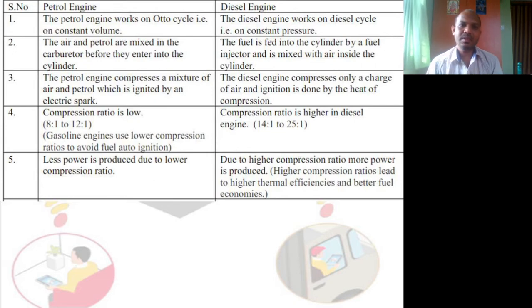Now in the petrol engine, less power is produced due to the lower compression ratio. Is it clear? Obviously, because of the higher compression ratio, higher power is produced. It is because a higher compression ratio leads to higher thermal efficiencies and better fuel economy. Is that clear?